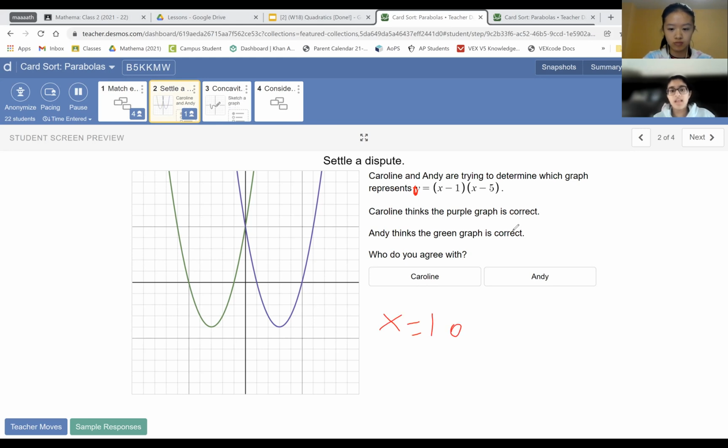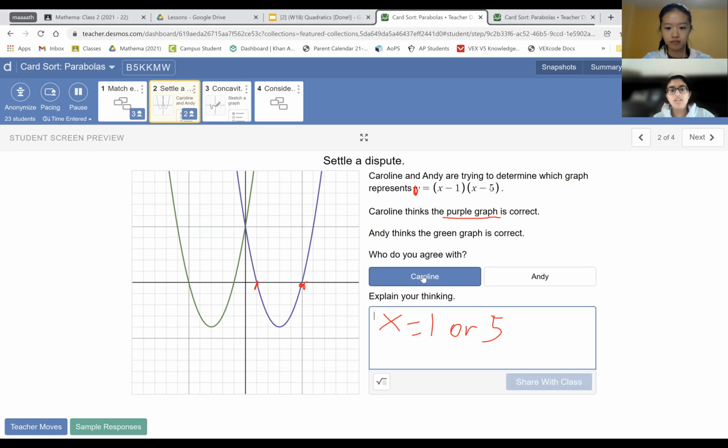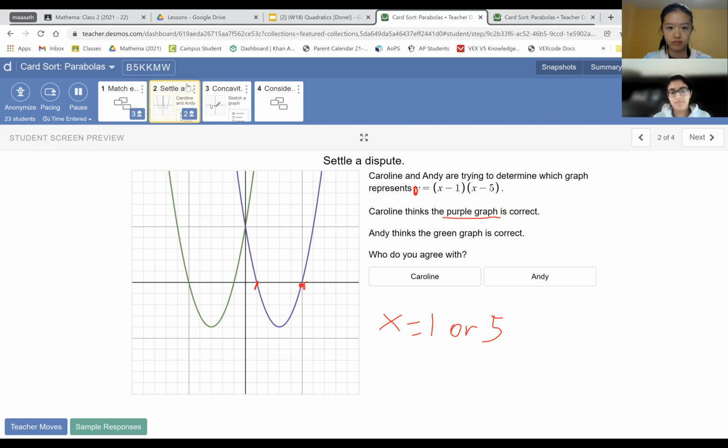So that means that the x-intercepts are (1, 0) and (5, 0). So we can see that the purple graph goes through both of these points. So that means the purple graph is correct. So you should have agreed with Carolyn because the equation matches and the x-intercepts match. So yeah, does anyone have any questions?